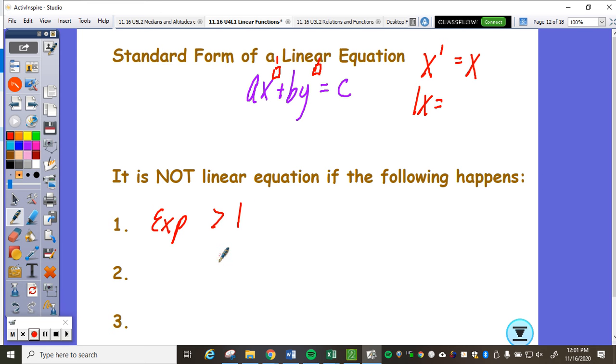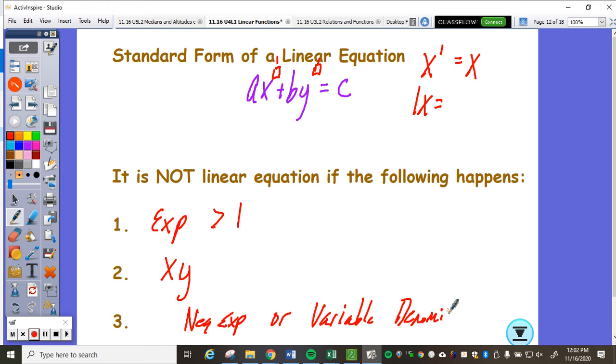Alright, so it is not a linear function if any exponent is greater than 1. It is not a linear function if any of my variables are multiplied together. It is not a linear function if I have a negative exponent or variable in denominator.